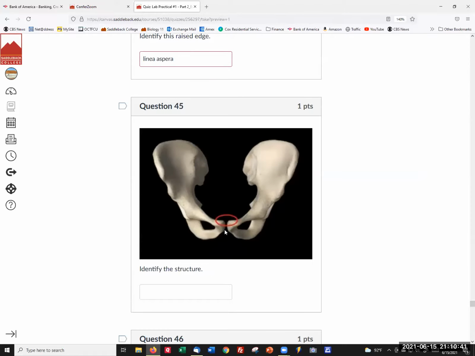45. Identify the structure. You know, I would not ask you this question. You may misinterpret it. It looks like it's asking about that joint again, the symphysis pubis, but it's really asking about this area here from the pubic bone on one side to the pubic bone on the other side, and it's not on your study guide. So let's get past it. It's the pubic arch.